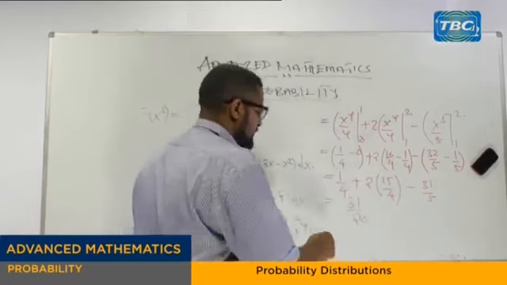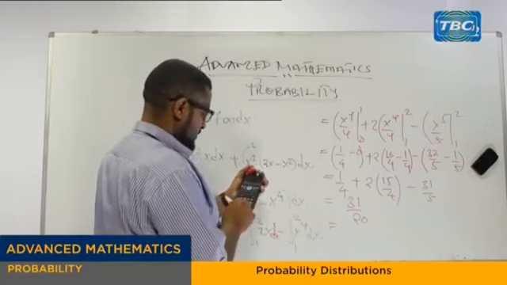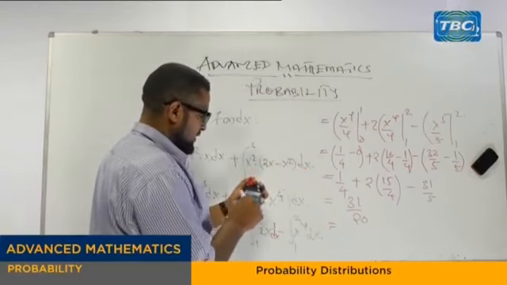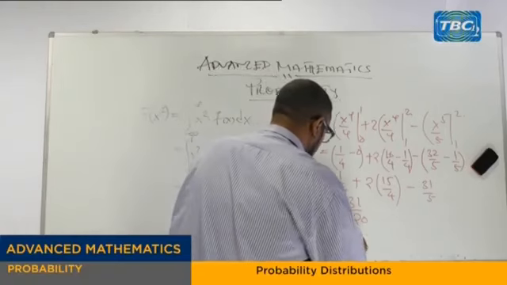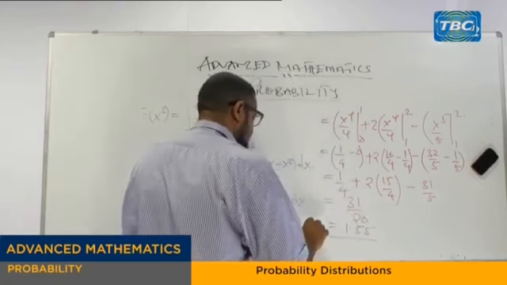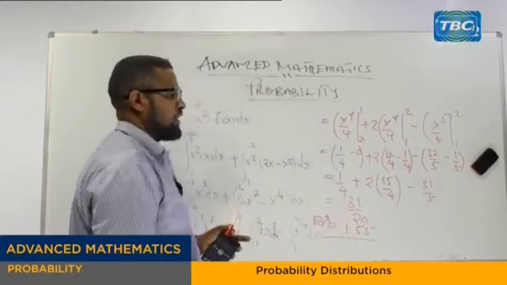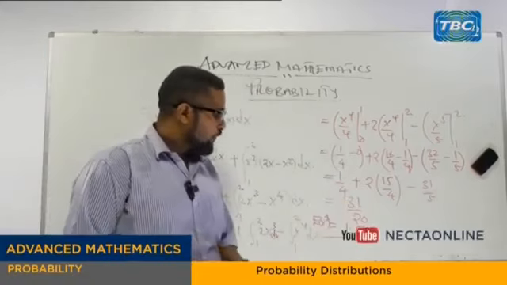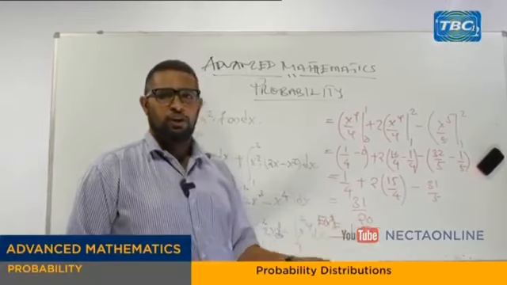If you decide to leave your answer in decimal, again use your calculator, take 31 divided by 20. So you'll get 1.55 as the expectation when the variable x is squared. So that is how to find the expectation of variable x when it is squared.